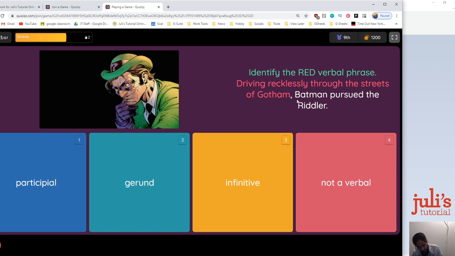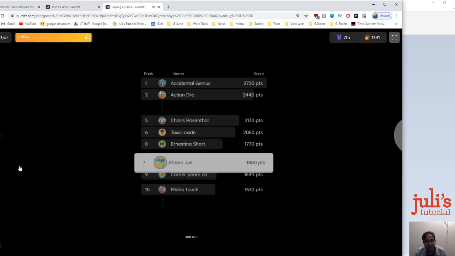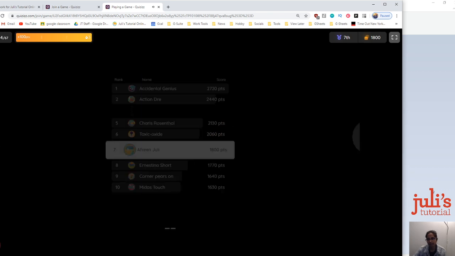If it's acting as an adjective, right? It would be describing that Batman is also being reckless, so it would be an adjective, because it's describing Batman.